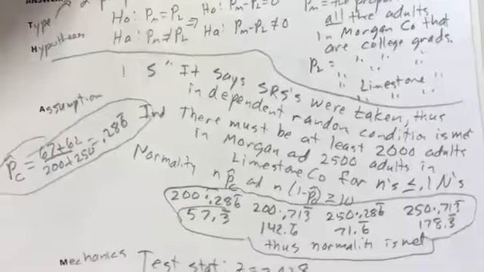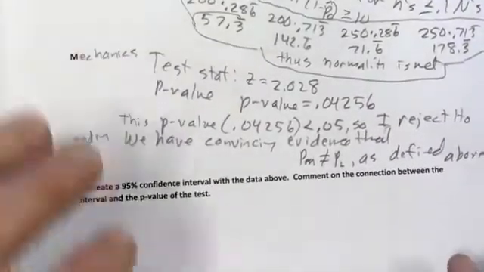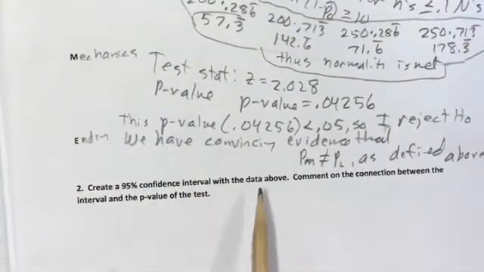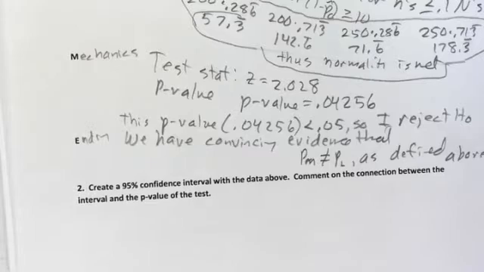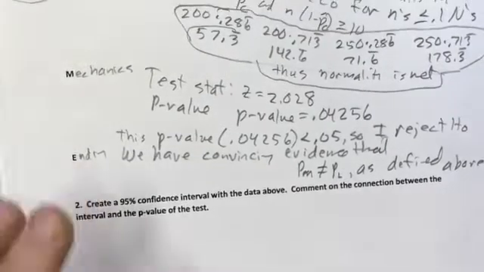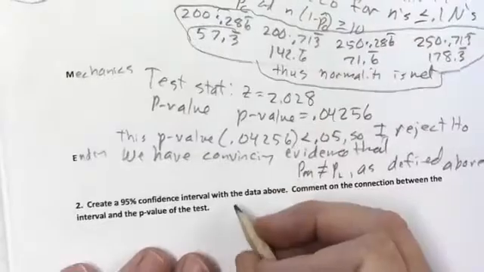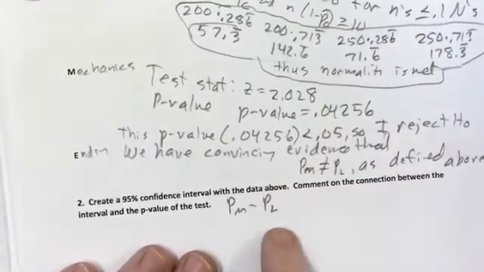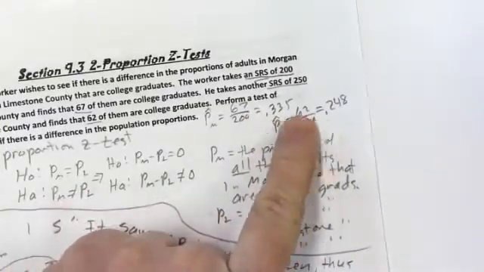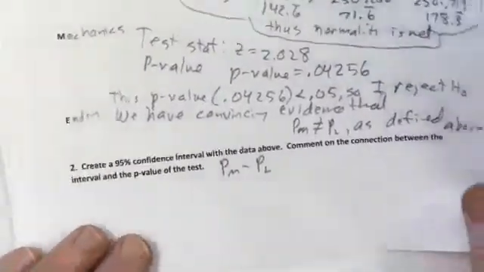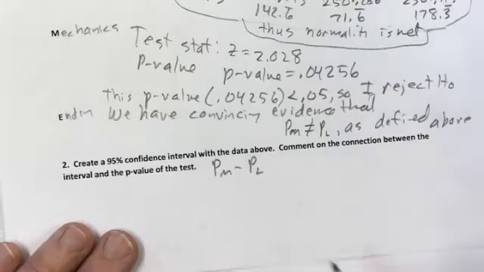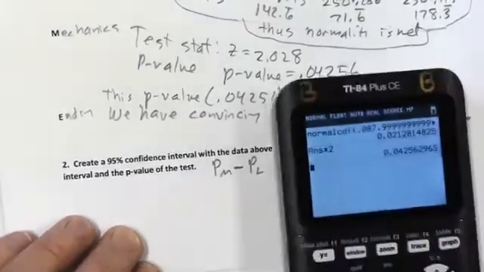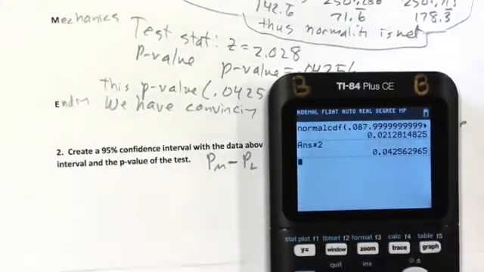All right, then the next thing. The next thing asks us to create a 95% confidence interval with the data above and comment on the connection between the interval and the p-value of the test. So we want to make a confidence interval for the true difference, P sub M minus P sub L. We want to estimate that. Our estimate is 0.087, that's the difference there. But let's make an interval around that, which will be the plausible values for the difference. So let's make our interval just like what we did in chapter 8.